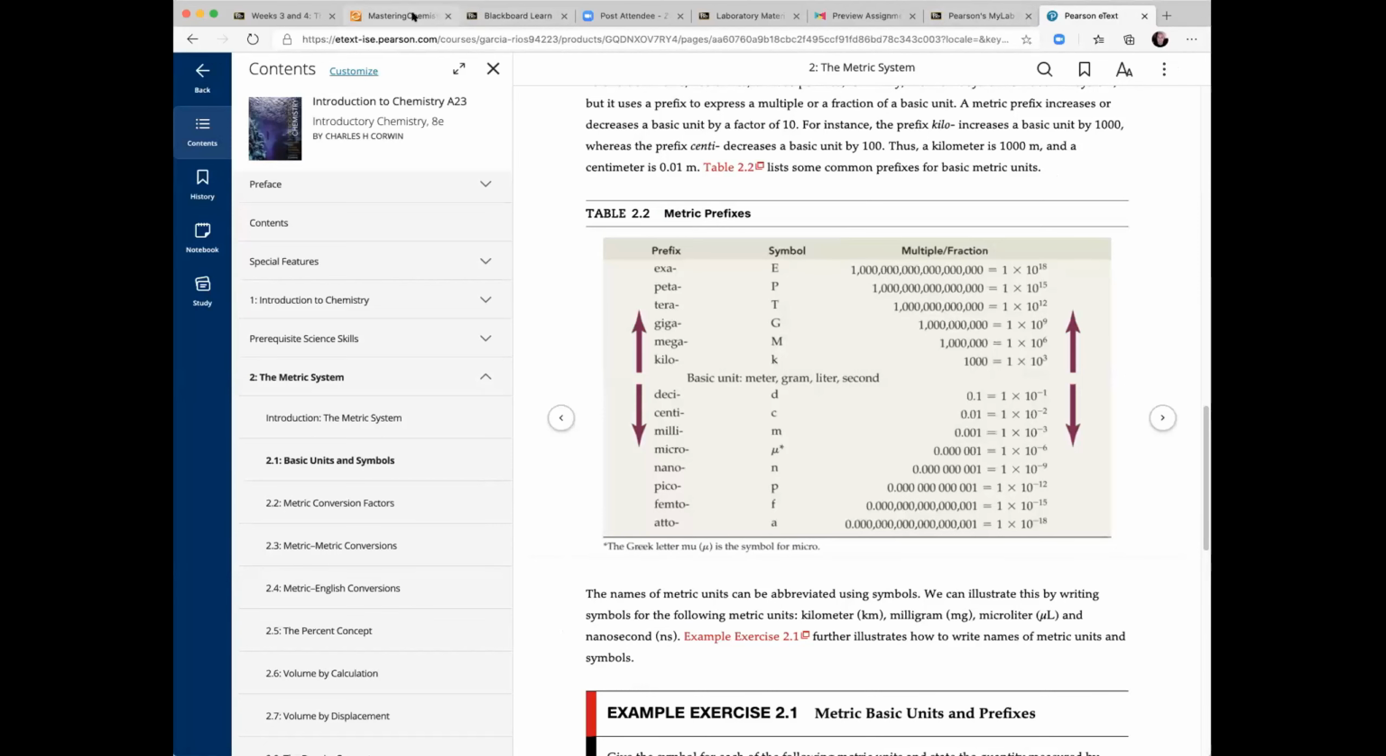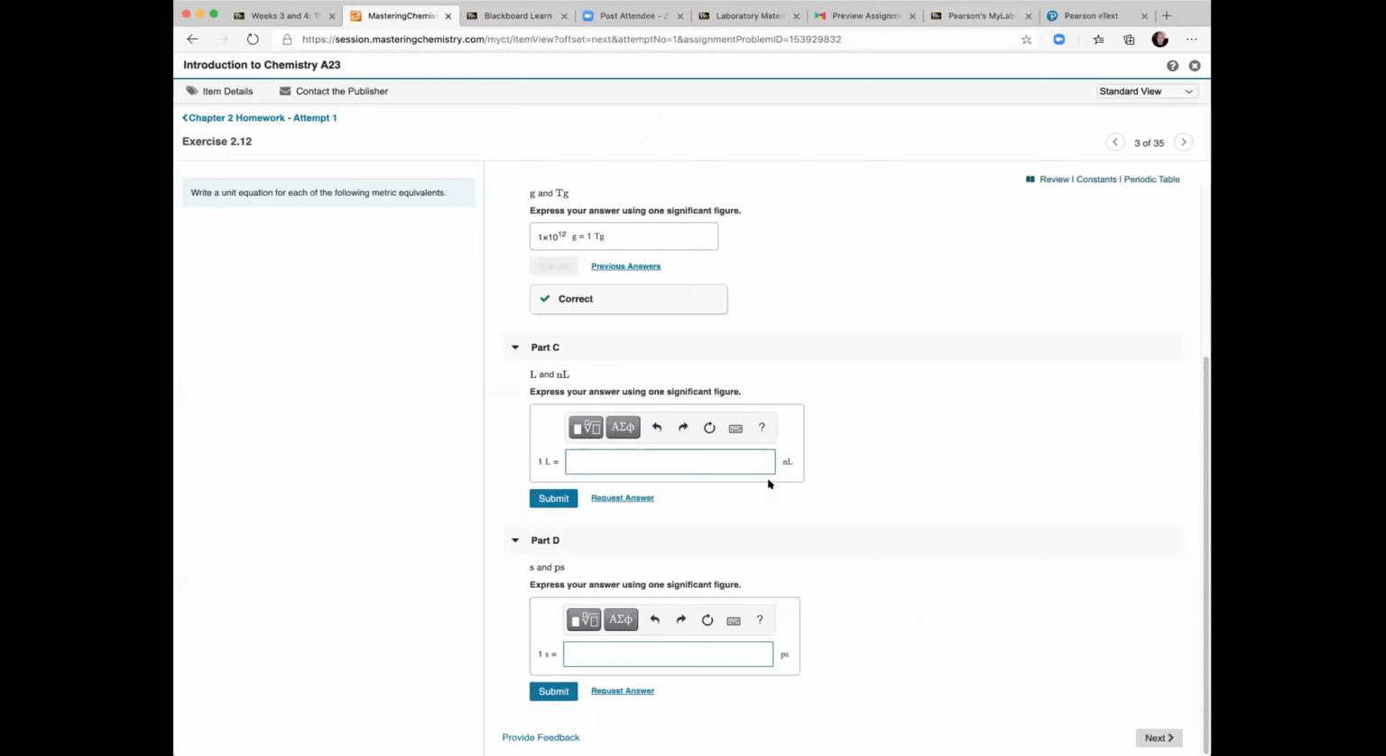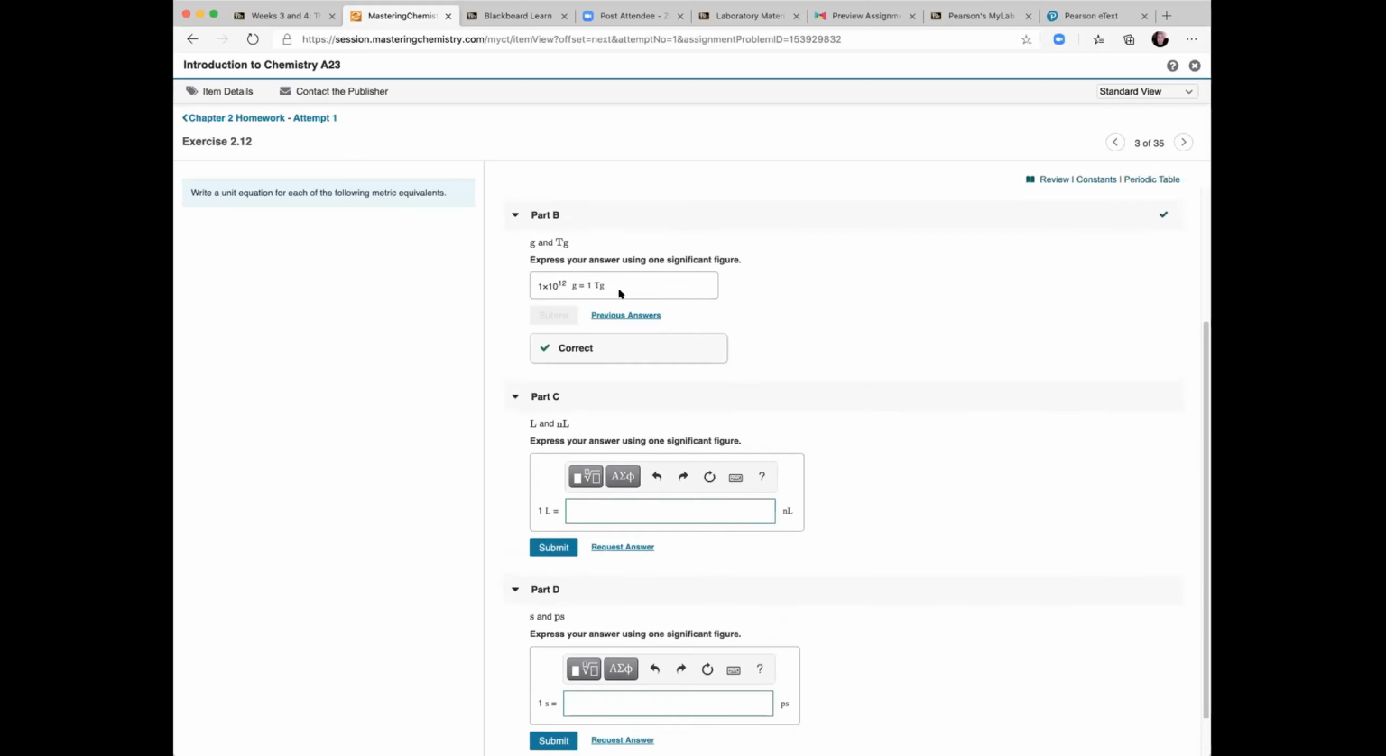So going back over here, what do they want? They want the nanoliters. So there's gonna be many nanoliters in 1 liter because the liter is much bigger than the nanoliter. They're trying to trick you guys. This is the reverse from here.